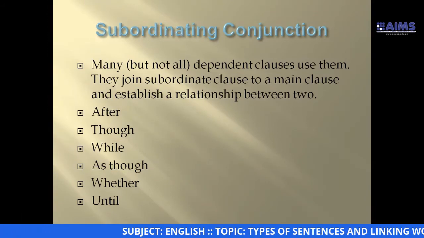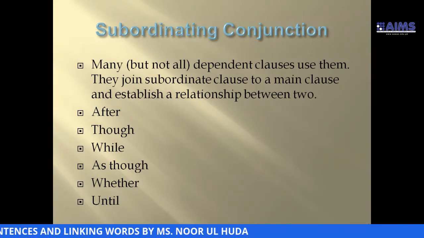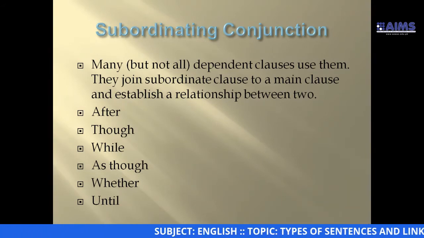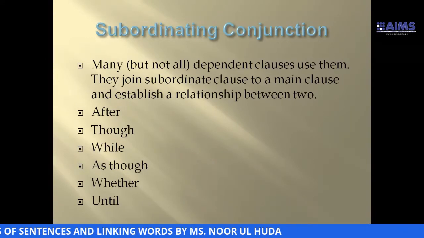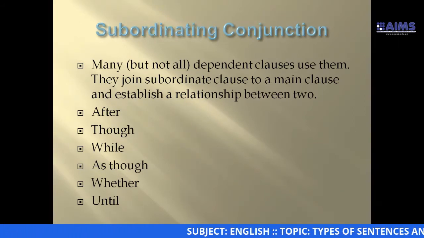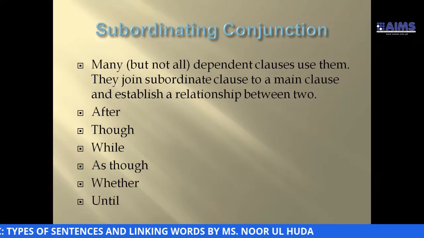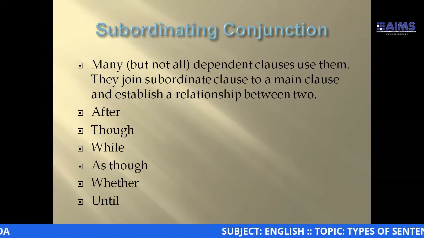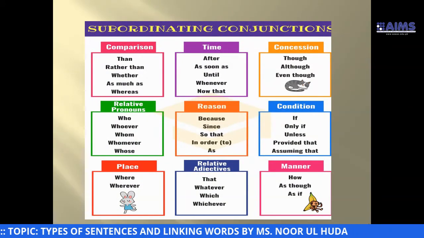Many of the dependent clauses use them, and they join a subordinate clause to a main clause and establish a relationship between the two. It means if subordinating conjunctions are used in a sentence, they form a dependent clause, and this dependent clause needs to be joined with an independent clause to form a complete sentence. A few examples are given here, like after, though, while, as though, whether, until. I have mentioned in the next slide, by categorizing, in what context we use what kind of subordinating conjunction.